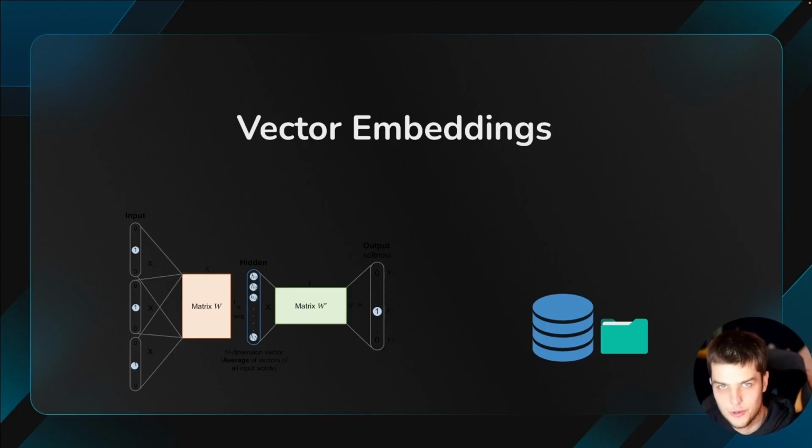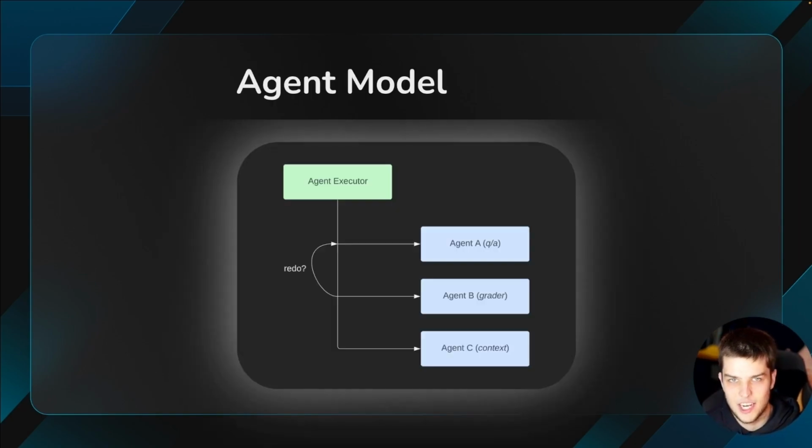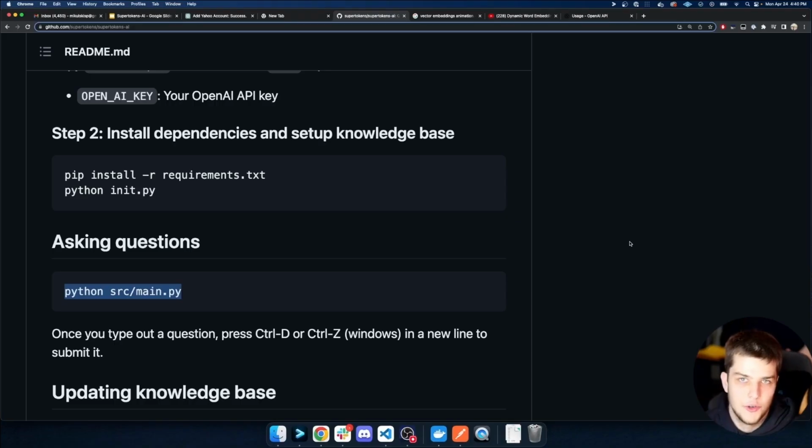So we looked at how we stored the information with vector embeddings, but let's poke into the agent model and how we're retrieving and interacting with the user on the CLI with that info. As noted in the README, and as you just saw me do, we kick things off with the source main.py script. So we'll hop into there and take a look.